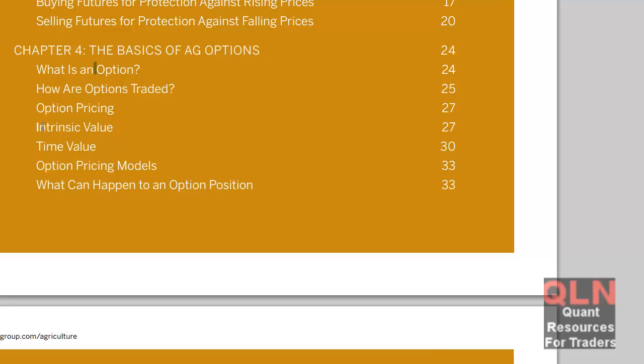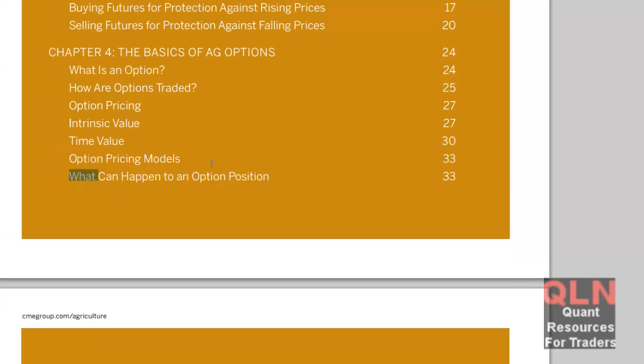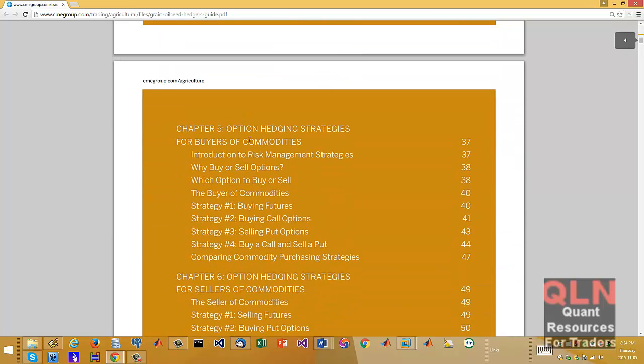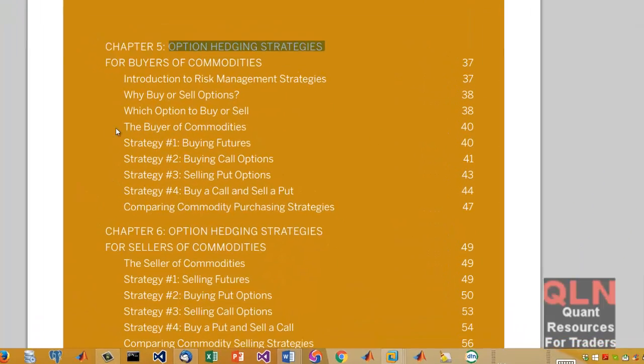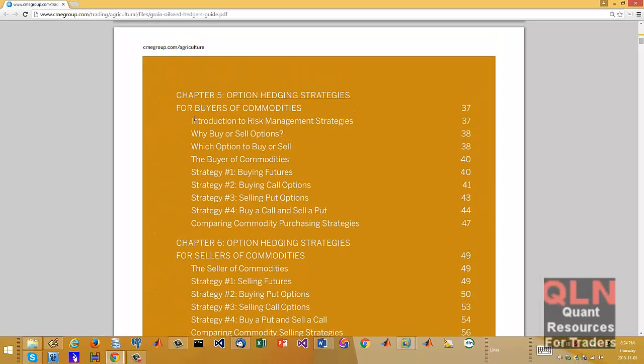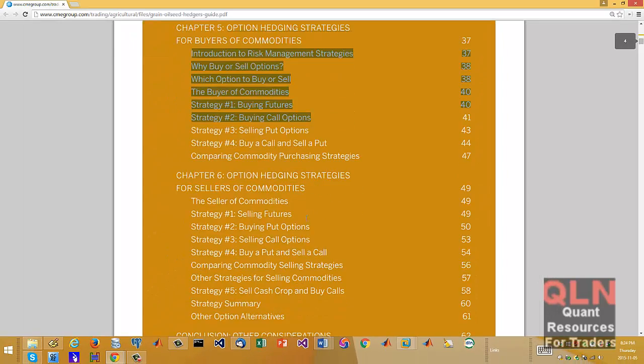Okay, so here we go on about options. What are options? Key things like intrinsic value, time value, the different types of models that can be used, and what happens when you take on an options position. Other things that are very key. All these different strategies here on when to buy, let's say, an option, a future, sell a put option, buy a call or sell a put, under what conditions. And it's pretty critical stuff.